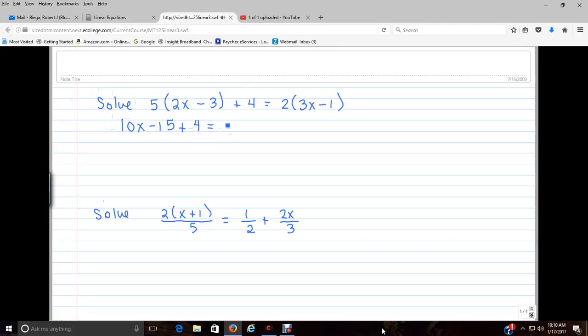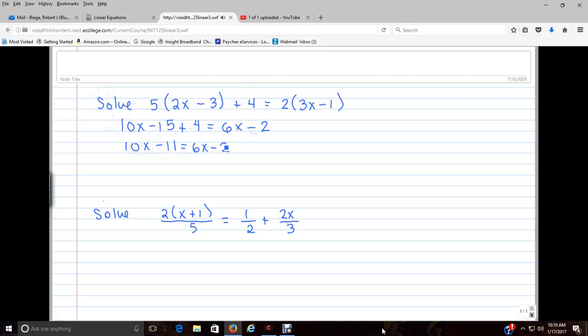On the right side, let's distribute the parentheses. 2 times 3x is 6x, and 2 times minus 1 is minus 2. Now, our next step is to add like terms. We can add the negative 15 to the 4. So if we do that, negative 15 and 4 is negative 11.